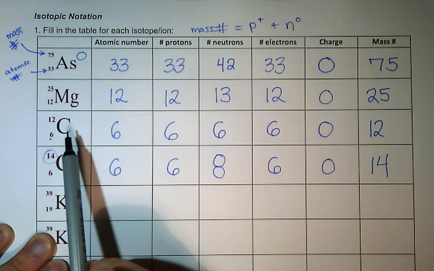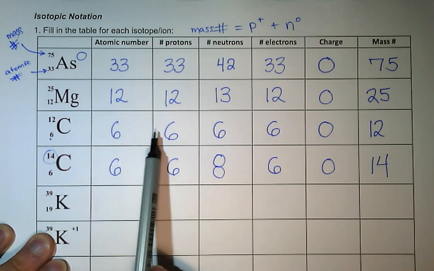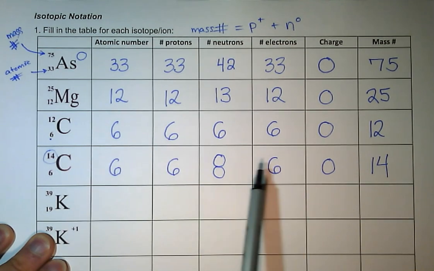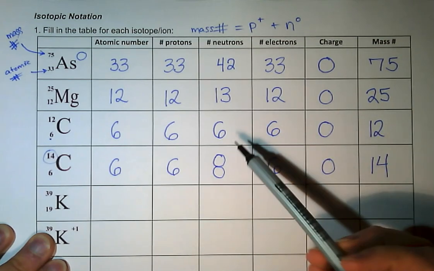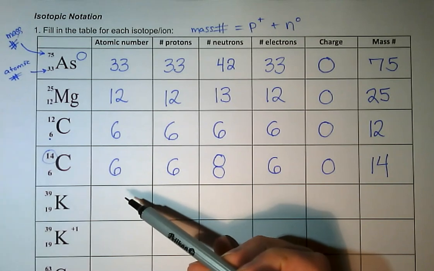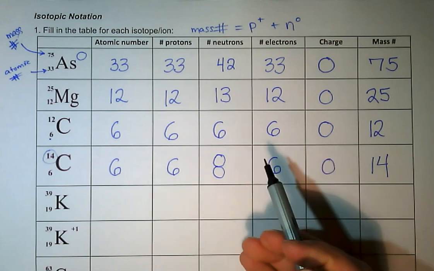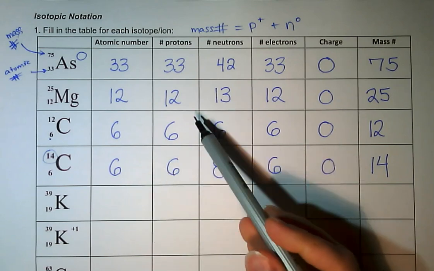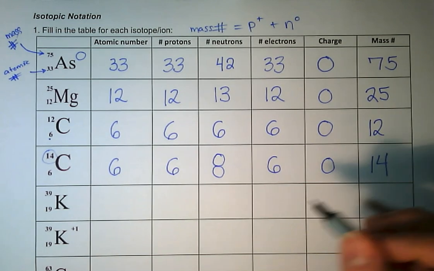And I want you to note that between these two isotopes of carbon, the only numbers that are different are the number of neutrons and the mass number. Everything else about these isotopes of carbon is the same. Same number of protons, same atomic number, same charge even. They just differ by the number of neutrons, which therefore makes them have different mass numbers.